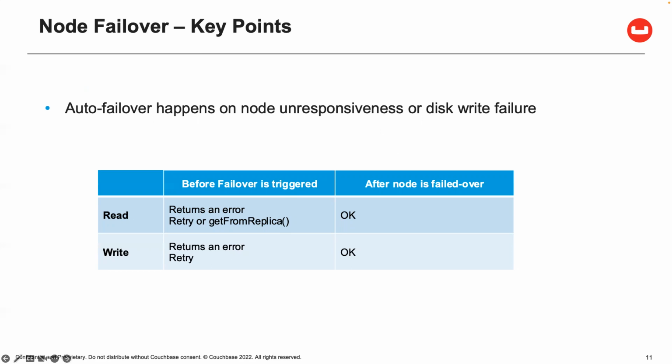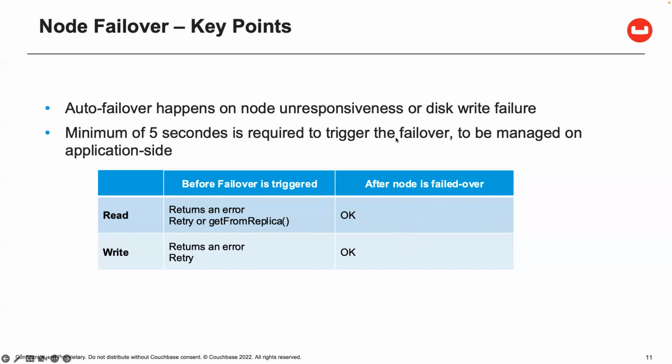Before you do that, if you were to do a read and that node hadn't been failed over, it will return a retry or get from replica. If you were trying to do a write, it returns an error, and so it'll just retry. But within 5 seconds, as long as you fail over, then on the next call, you want to have the retries coded into your application logic, so it will retry, it will find the data. So I already covered that point.